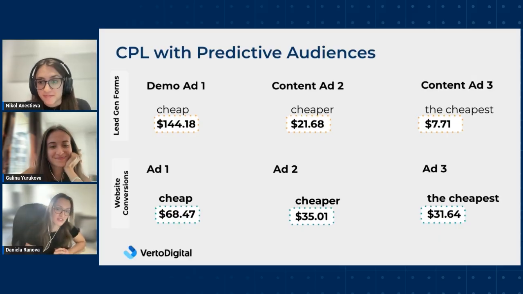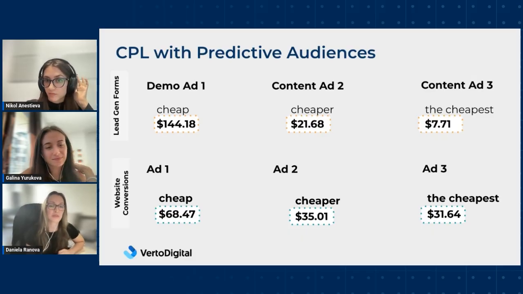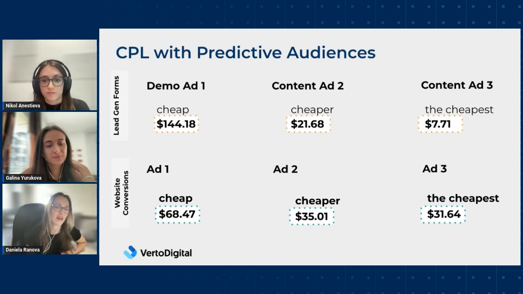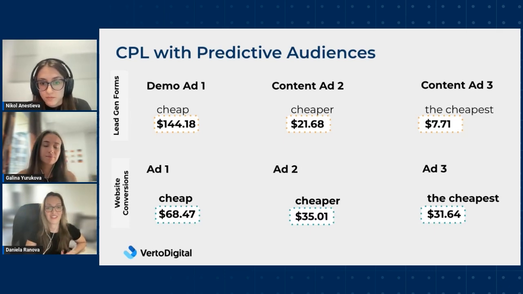And with the website conversions, of course, the numbers would look a little bit different, but they are quite similar. So with the same approach, the cheapest we've got is around $38, which, for website conversions, if anyone is using that objective in LinkedIn, they know that this is very, very low. But this is the ranking that we made because we were very impressed by the results in terms of cost.